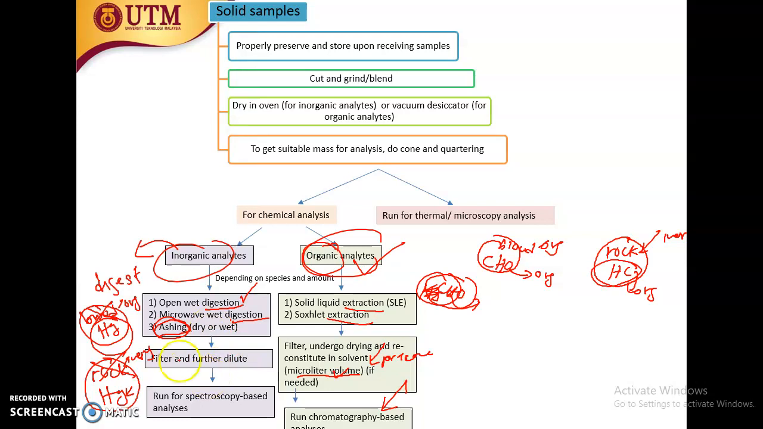After you do digestion, you filter, further dilute and run for spectroscopy-based analysis. You see here, inorganic analyte goes into spectroscopy, organic analyte goes into chromatography. In Dr. Afi's class, you can ask what is the difference between them. They are dedicated instruments for each of them.